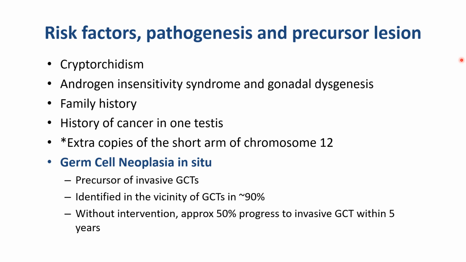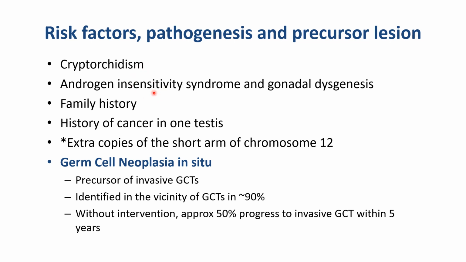So let's move on to the risk factors, pathogenesis, and the precursor lesion of testicular germ cell tumors. The cause and pathogenesis of testicular tumors are actually not well understood, but there are some risk factors for its development. As I've mentioned earlier about cryptorchidism, okay, cryptorchidism is one of the most important risk factors. Again, the risk applies to the undescended testes and also in the contralateral testes, right? So that's actually a very important risk factor.